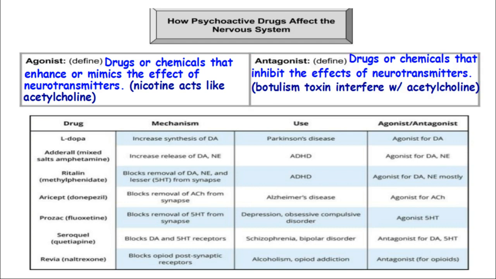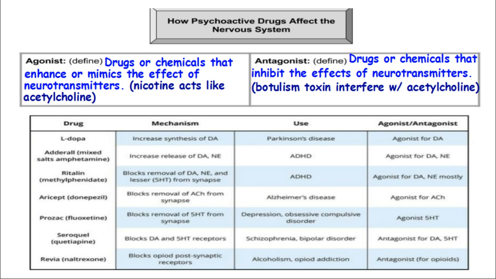Along with that, we got to talk about antagonists. These are drugs or chemicals that inhibit the effect of neurotransmitters. Botulism, that toxin interferes with acetylcholine and for the most part can cause problems. So if you take a look at the chart below here, you can see a variety of different drugs.